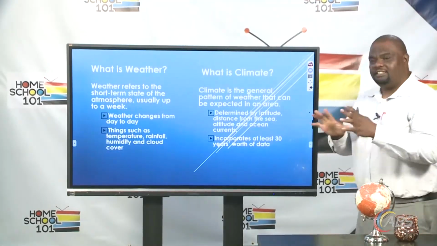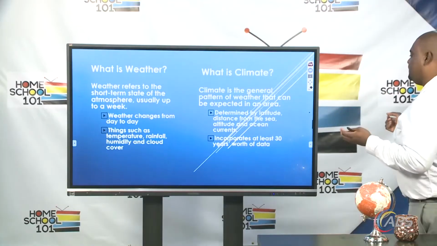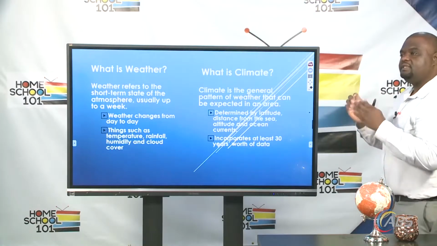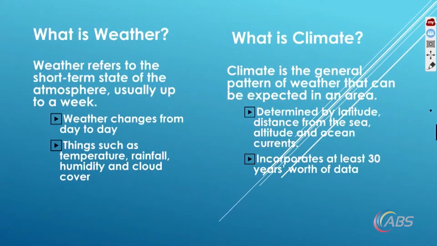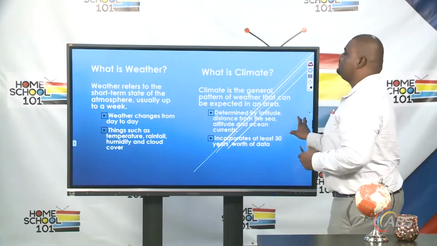Climate, however, is a general pattern of weather, which can be expected in a location. So things like latitude, distance from the sea, and ocean currents, these types of things are what would influence what the climate is for an area. Now, climate is long-term, and typically a climate of an area is used and judged based on at least 30 years worth of data gathering.